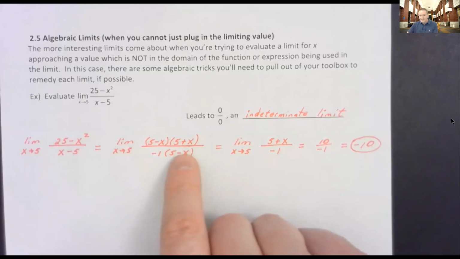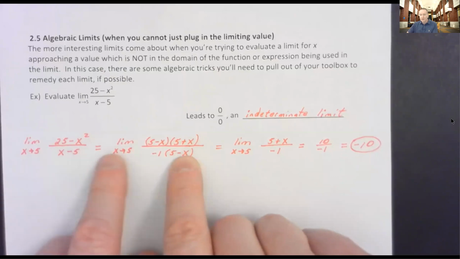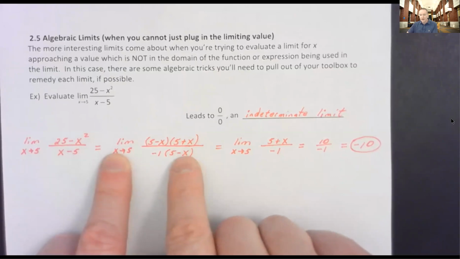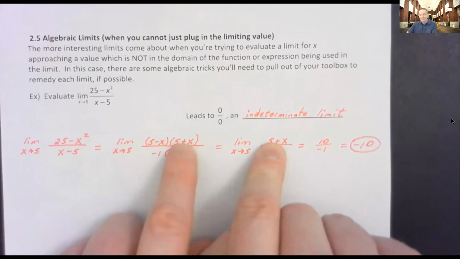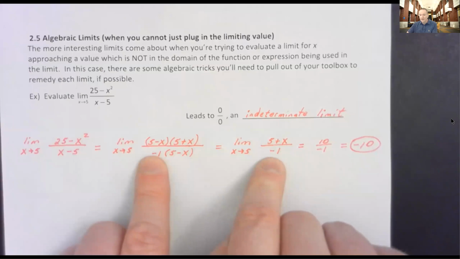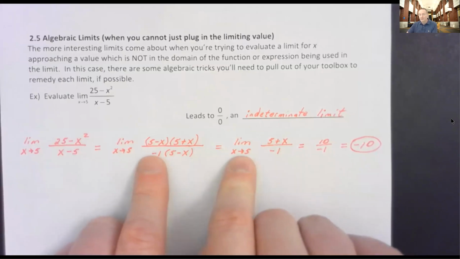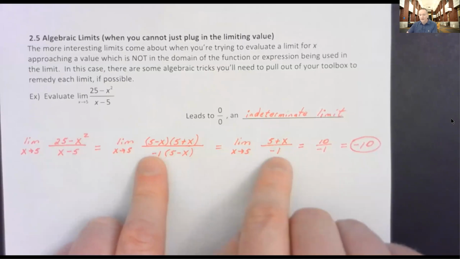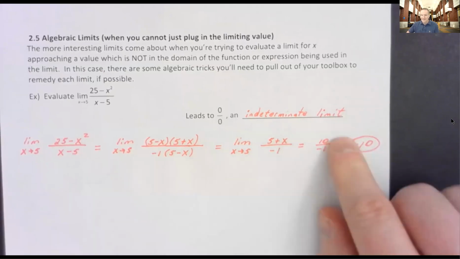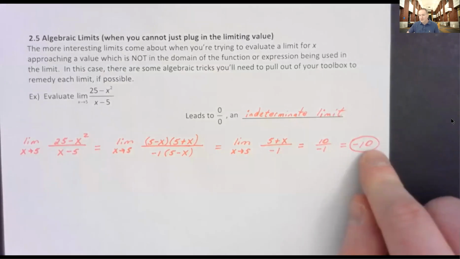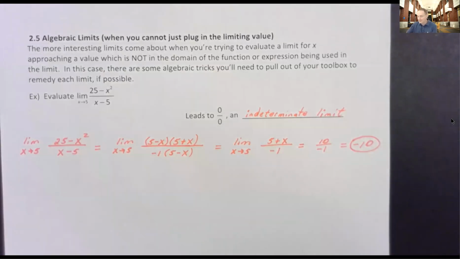Now, I see I have a common factor of 5 minus x in the numerator and denominator. So this limit as x approaches 5 is going to simplify down to 5 plus x divided by negative 1. Can I now apply the limit as x approaches 5? Sure. Because my denominator is negative 1, this function is going to be defined at 5 now. I can plug a 5 in, and I'll get 10 over negative 1. This function has a limiting value of negative 10.